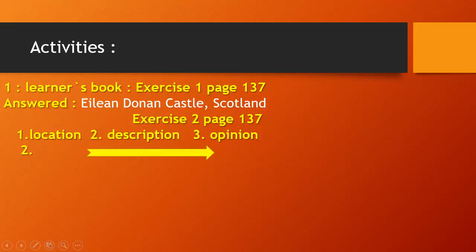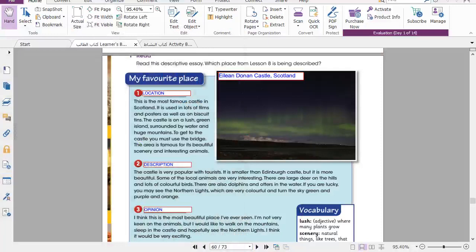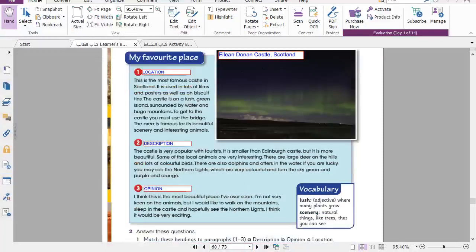So please open your learner's book, page 137. That's fine. Okay. Here we have an essay. We have to read it and match the description, opinion, and location items to the correct passages above. So please read all the passages. You have only 1 minute to read the passages. Let's start.